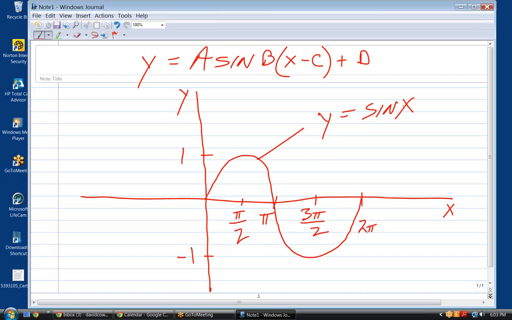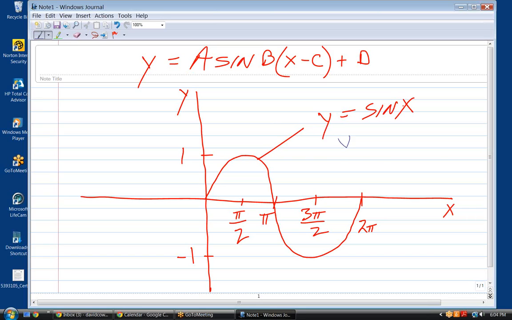It starts at 0. It goes up to positive 1 at the quarter point pi over 2. Comes back down to 0 at pi. Goes down to negative 1, its lowest possible value, at 3 pi over 2, and back to its starting place at 2 pi. Thus, it has a period of 2 pi. Okay? Let's make one change and change A from 1 to 2.